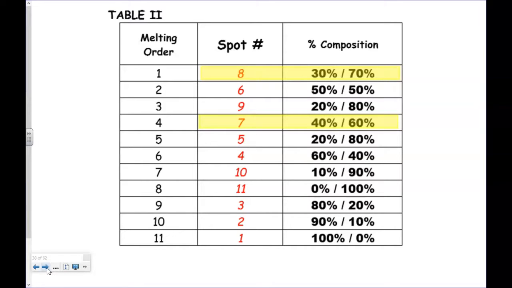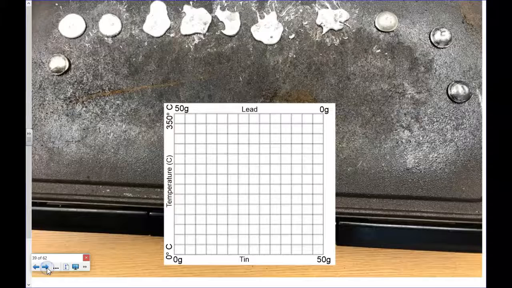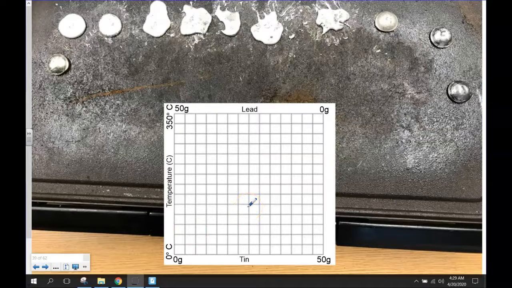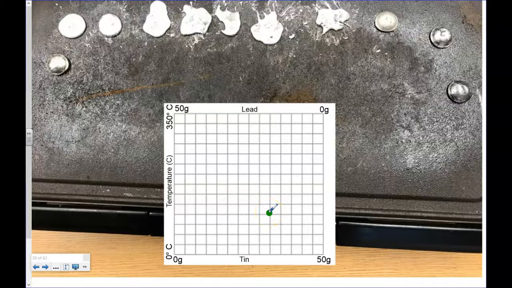So what I want to look at is this. What we actually see happening, remember the first one to melt was our spot number 8. So here's 0 grams tin, 50 grams tin here, 50 grams lead over here. So number 8 would be about right here, and the temperature was lower. It was actually lower than both melting points because neither 1 nor number 11 melted first, right?